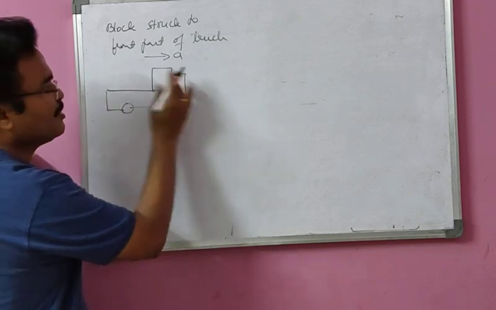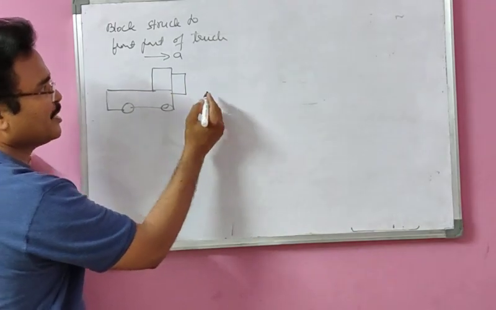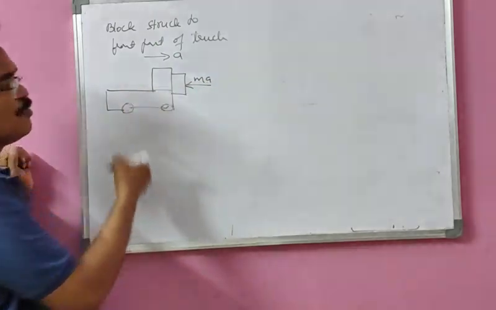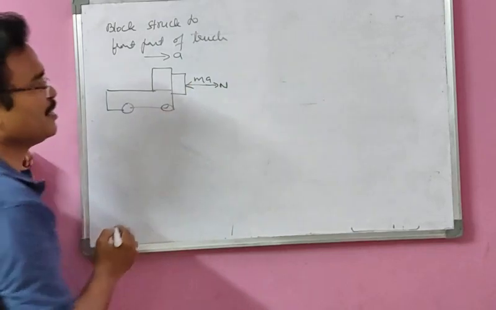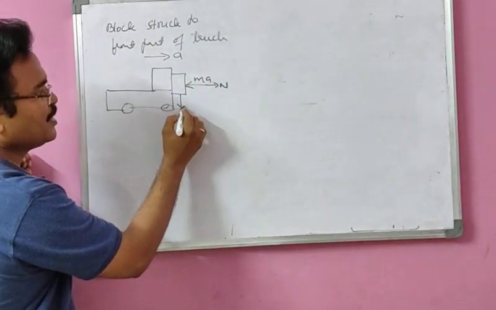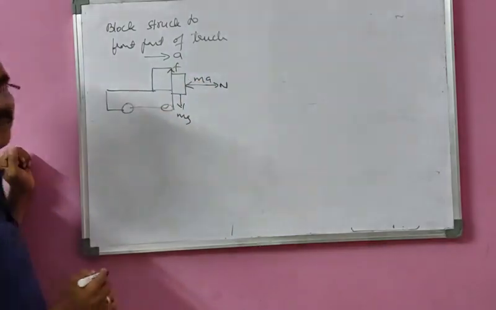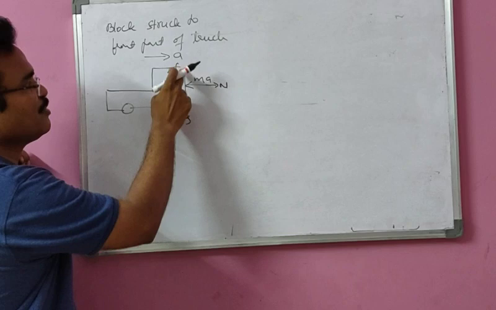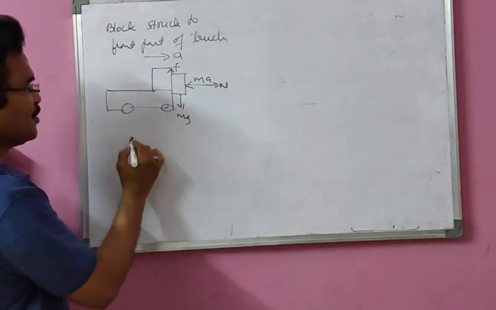Here, when the truck is going forward, what is the force that acts on the block? The force acting on the block is ma. This is the normal reaction. The weight acts in this direction. The frictional force acts in this direction. So the block will not slide provided the frictional force balances the weight. And that means the normal reaction is what here?